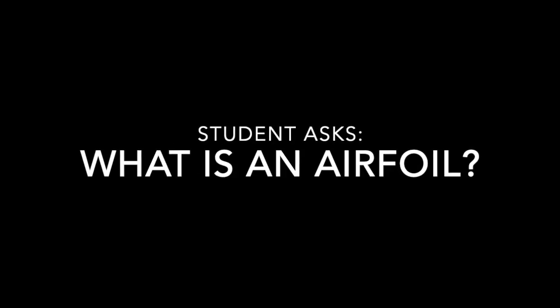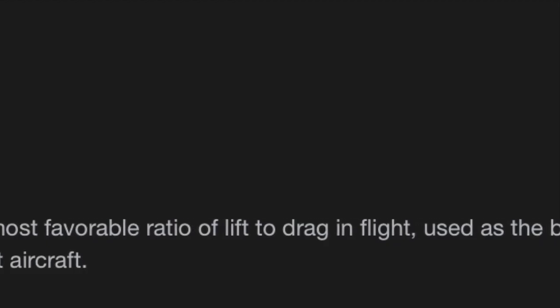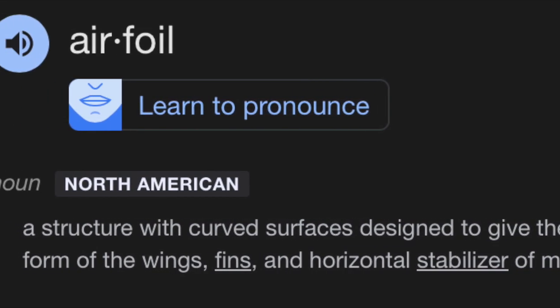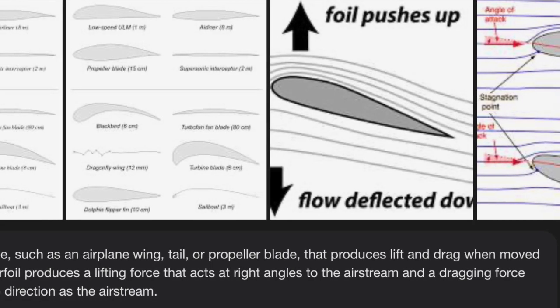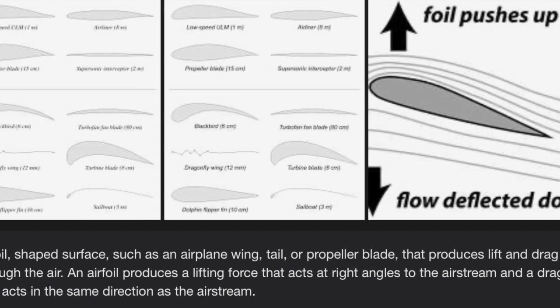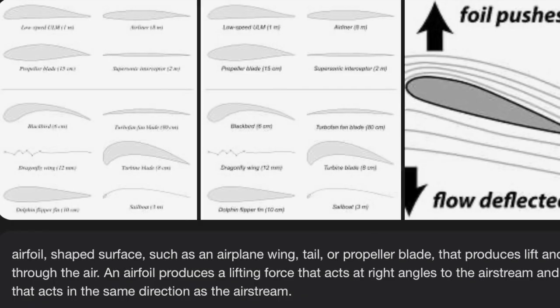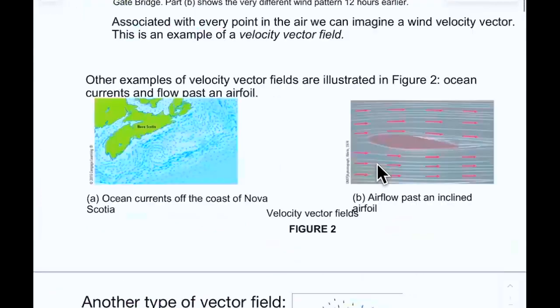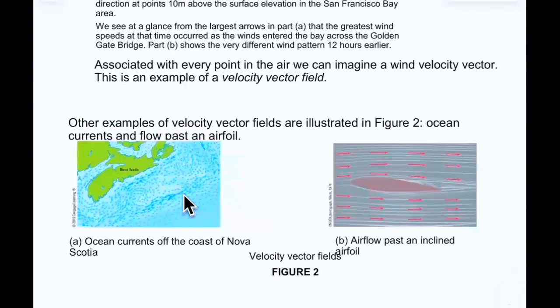What's an airfoil? An airfoil is a structure with curved surfaces designed to give the most favorable ratio of lift to drag in flight. An airfoil-shaped surface, such as an airplane wing, produces lift and drag when moved through the air. So this is the cross section of the wing of the airplane. Now, the ones that we just talked about are vector fields on R2. Okay, so it is on the XY plane.